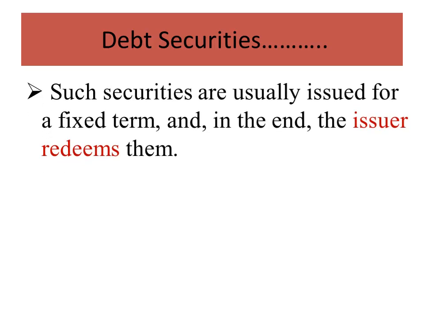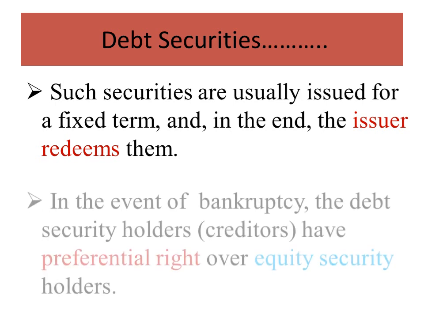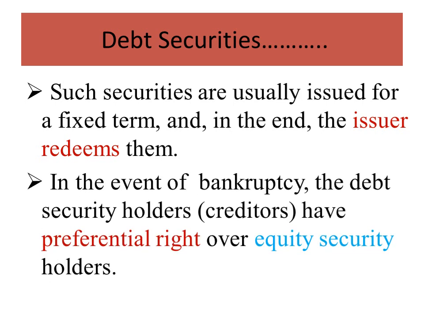Such securities are usually issued for a fixed term, and in the end the issuer redeems them. The issuer redeems all of these securities at the maturity date. That's why it is a fixed term. In the event of bankruptcy, the debt security holders, that is creditors, have preferred rights over equity security holders. Compared with equity security, preferential rights are given to debt security holders.